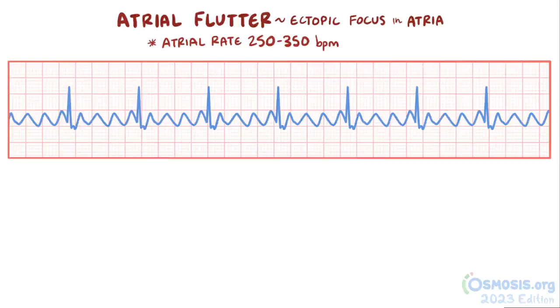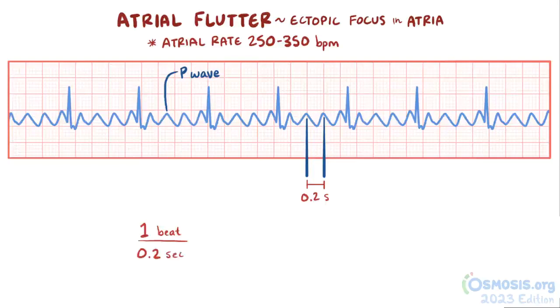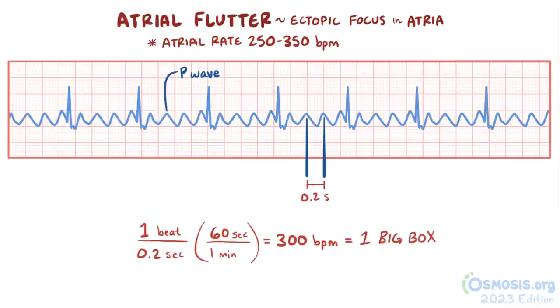To calculate the atrial rate, you can use the same methods as before, except you look at P waves instead of R waves. If one P wave starts on a heavy line, and the next P wave starts in the next heavy line, or 0.2 seconds later, then again you've got one beat for every 0.2 seconds. And multiplying by 60 seconds in a minute, you get 300 beats per minute. You could also remember that nifty trick where one big box is equal to 300 beats per minute.